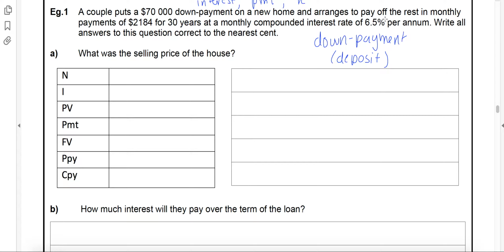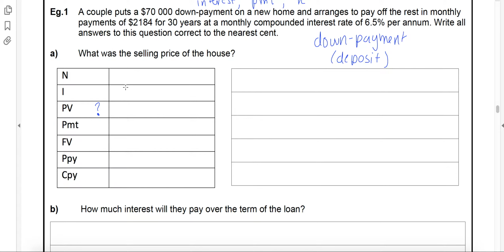We're going to write all of our answers correct to the nearest cents. Of course, that means 2 decimal places, as we always do. We're asked first, what was the selling price of the house? Now, we know that they've paid this little bit already, the deposit. What we don't know is what they've had to loan. So we don't know what is the rest of what they've borrowed in order to buy this house. In terms of what they've borrowed, we're essentially asking at the start of the loan, what is this amount? What is it that the bank has given them?